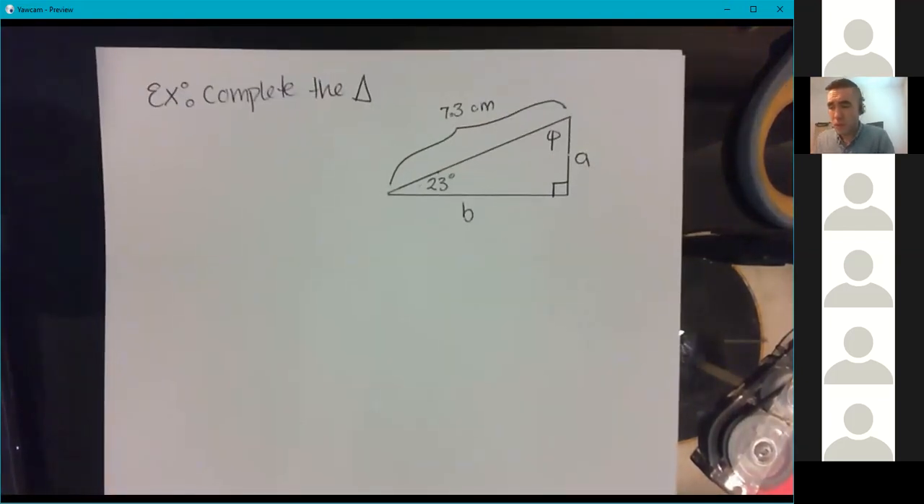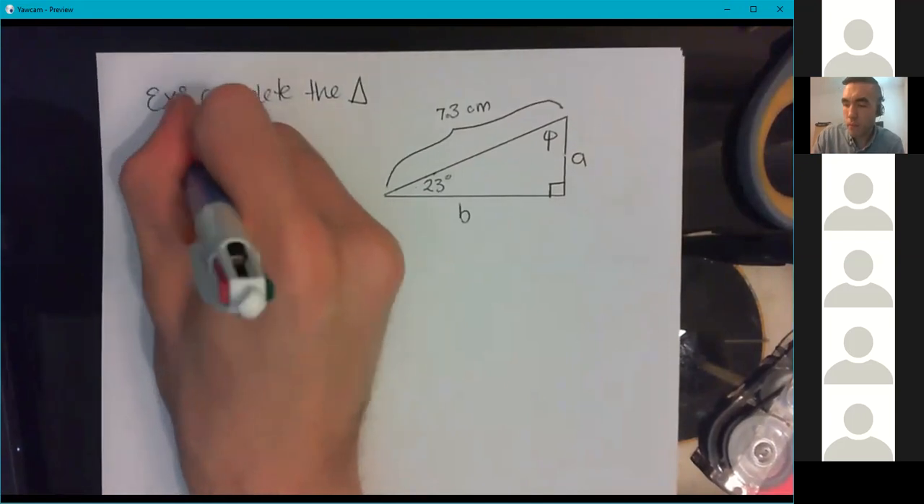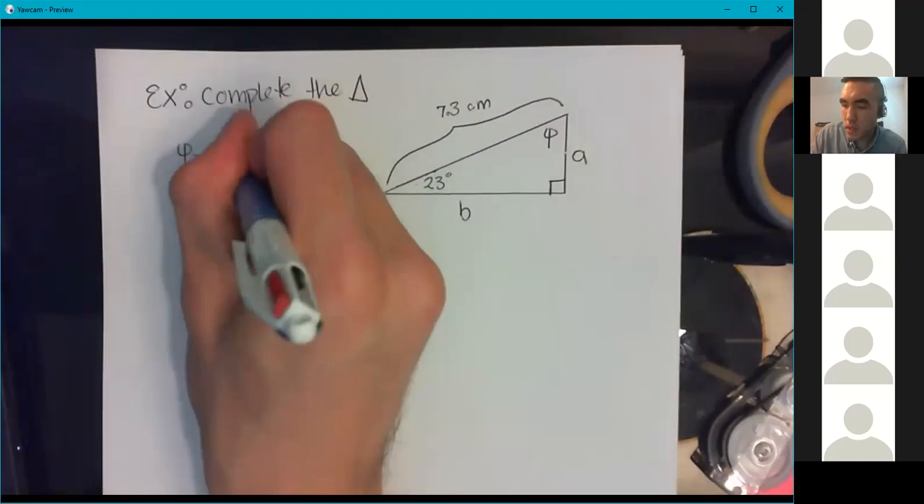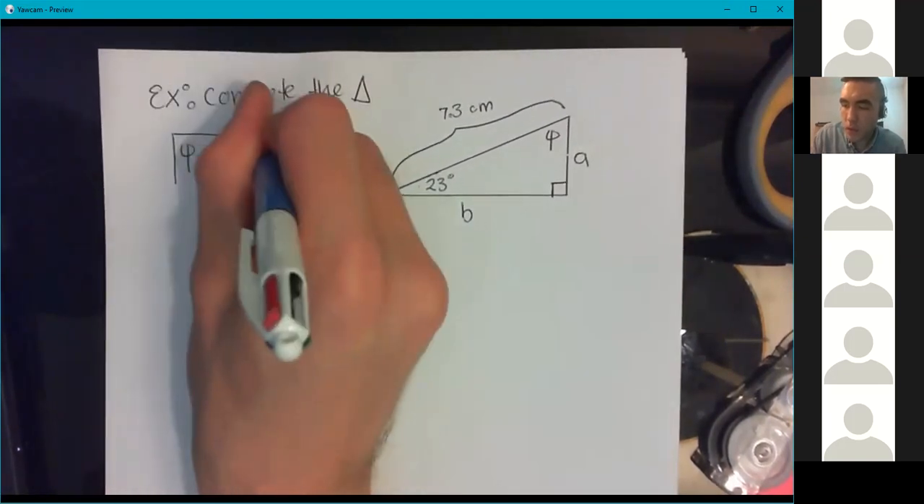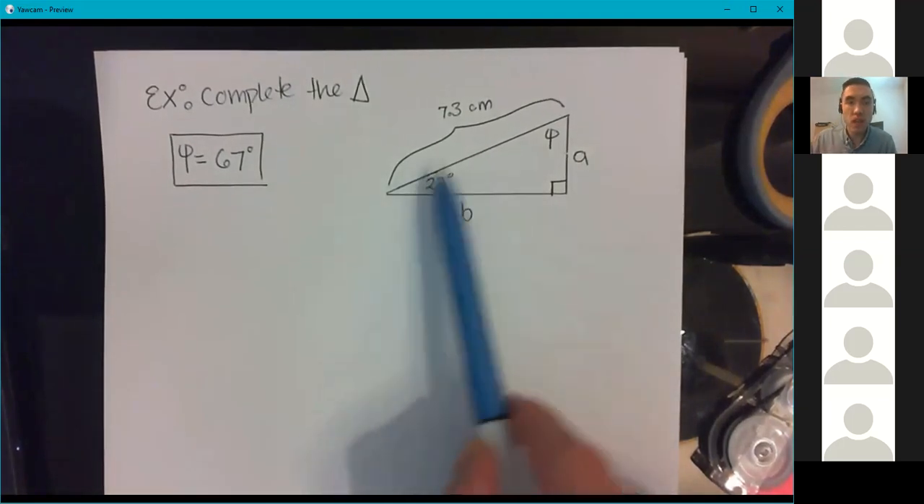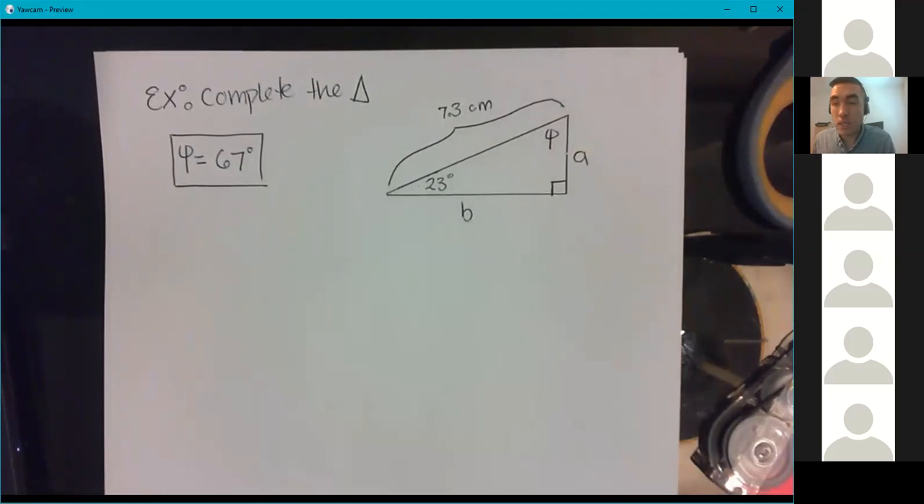So let's get the easy part out of the way. What is phi? 67. We instantly know that phi is 67 degrees because the acute angles of our triangle have to be complementary. These guys have to add up to 90. So if this is 23, this is necessarily 67.